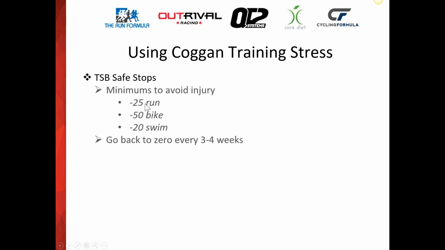However, you wouldn't want to sit at negative 25 for 8 weeks. That would probably result in injury as well. So these are good minimums to try to avoid injury that I show here. And then also going back to zero about every 3 to 4 weeks. Make sure you get back to zero. That's that meso level recovery that athletes just need.